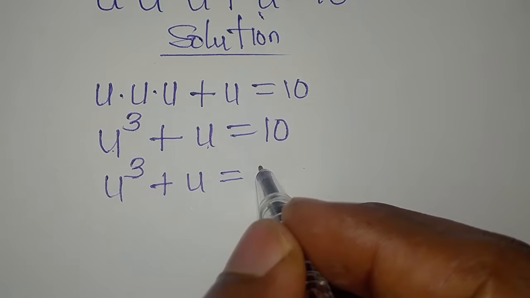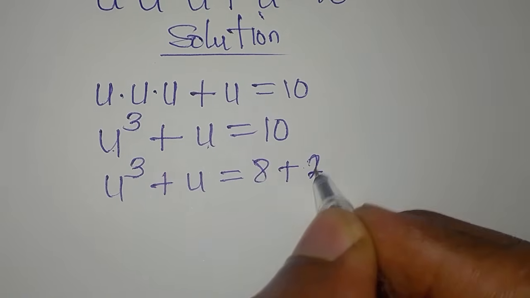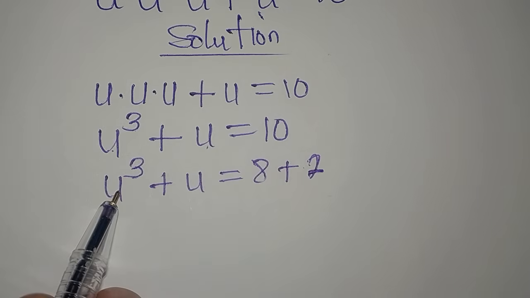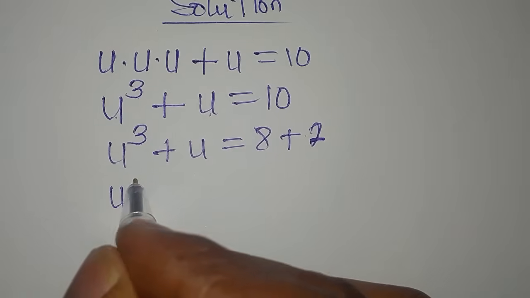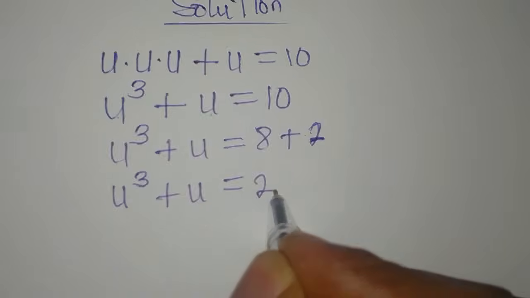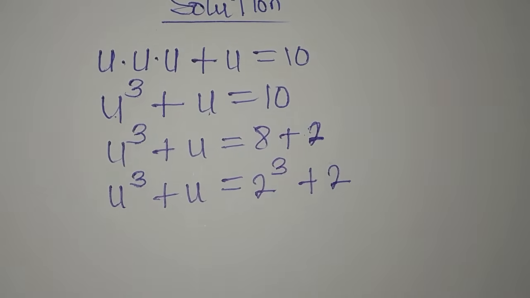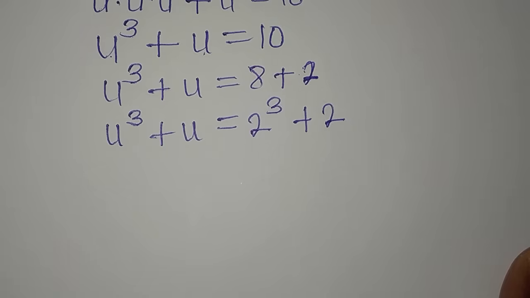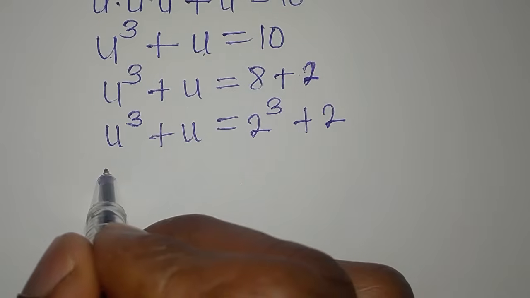10 is now 8 plus 2, because 8 can be written like this. So we will now say that u cubed plus u is equal to 2 cubed plus 2. If you look at the left hand side and the right hand side, you will discover that we have the same form. So let's reposition them.